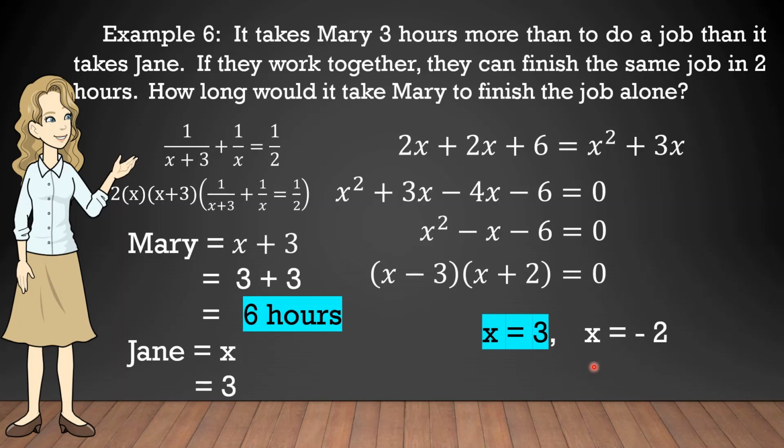Okay. So, when x is equal to 3, meaning Jane consumed 3 hours. And Mary takes 3 hours more, so 3 plus 3, we have 6 hours. Meaning, Mary does the job in 6 hours and Jane does the job in 3 hours. Then when they are working together, they consume only 2 hours.